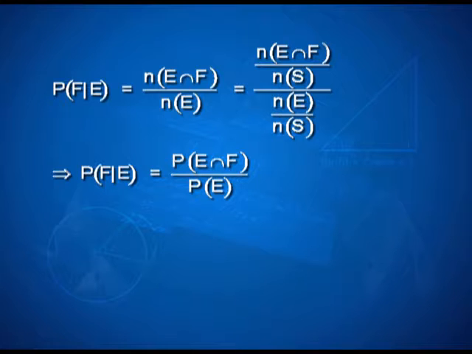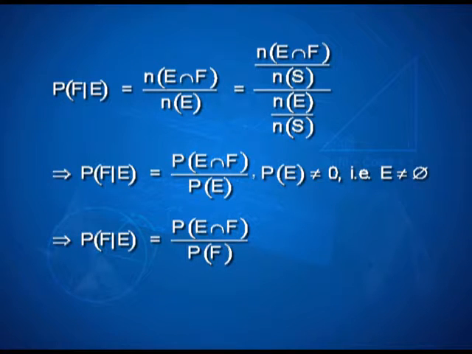Of course, the condition is that the probability of E should not be 0. The moment I write something in the denominator, one has to pay attention to this, and that would mean that E is not an empty set. So things are meaningful only when E is not an impossible event. Similarly, probability of E given that F has happened will be probability of E intersection F divided by probability of F. The condition on F remains the same, that is probability of F is a non-zero number, that is F is not an empty set.